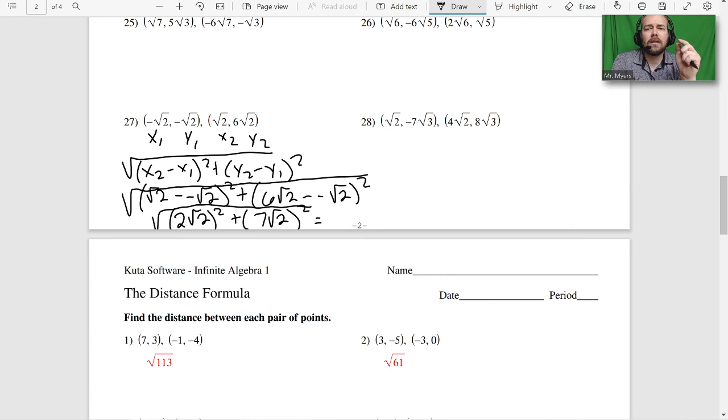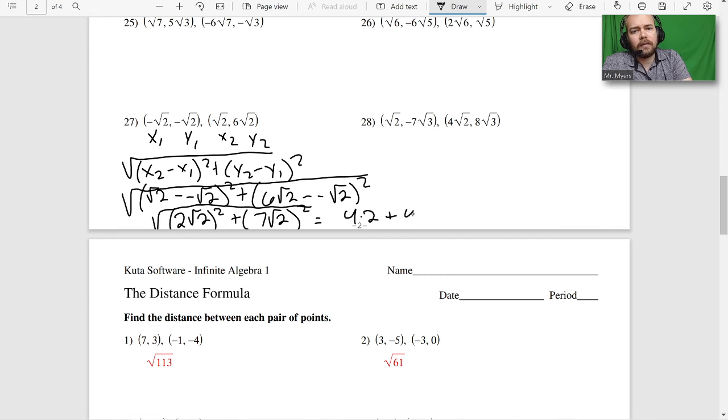You distribute a number being times on the outside of the parentheses by every term, aka everything that's being separated by a plus or a minus. So kind of the same thing when you're distributing a square. The square gets distributed into everything that's separated by a times or a divide. So I'm going to square the 2 and the root 2. 2 squared is 4. Square root of 2 squared is 2.